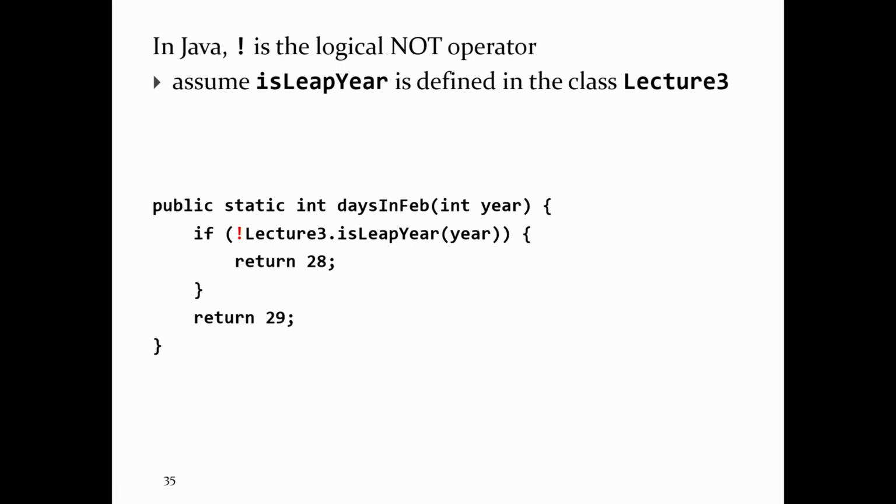So here, I can call isLeapYear and pass in the year. That returns true or false. The exclamation mark negates the result of isLeapYear. So if the year is not a leap year, February has 28 days. Otherwise, return 29. Of course, you could write this the other way: if isLeapYear, return 29, otherwise return 28. But this example is here just to show you that the exclamation mark is the negation operator, the not operator.